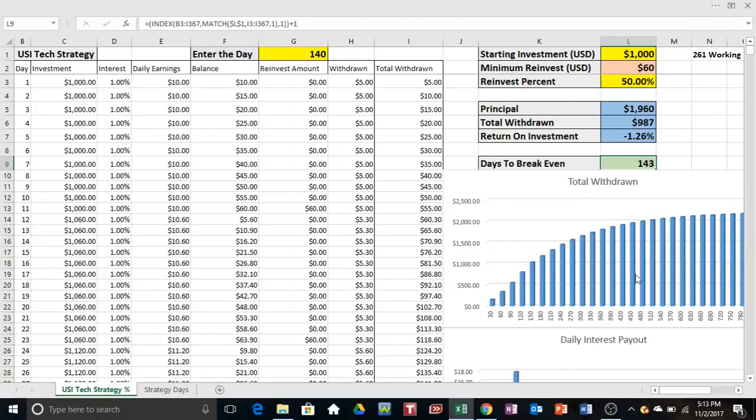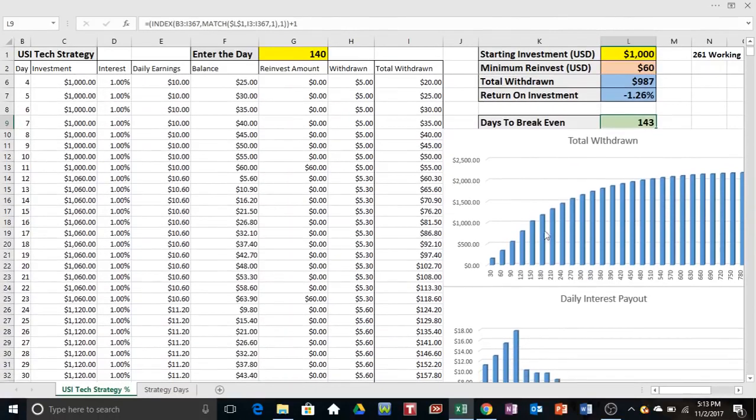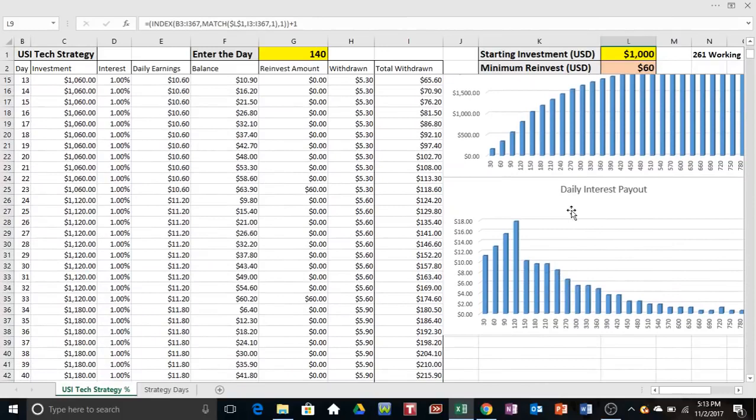But one of the things I want to point out, see your total withdrawn here. Eventually your contracts are going to peak out, and that's because of your daily interest payout. After 140 days, you notice here that your daily interest payment goes higher, but then when the contract ends after 140 days, all of a sudden our daily interest payout is less, and because we're still withdrawing 50%, we see that it gradually decreases until it fades out, and there's no more money left because all the contracts have run out.